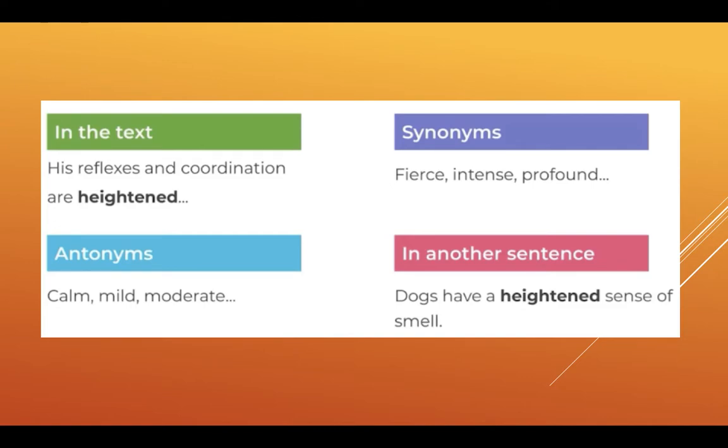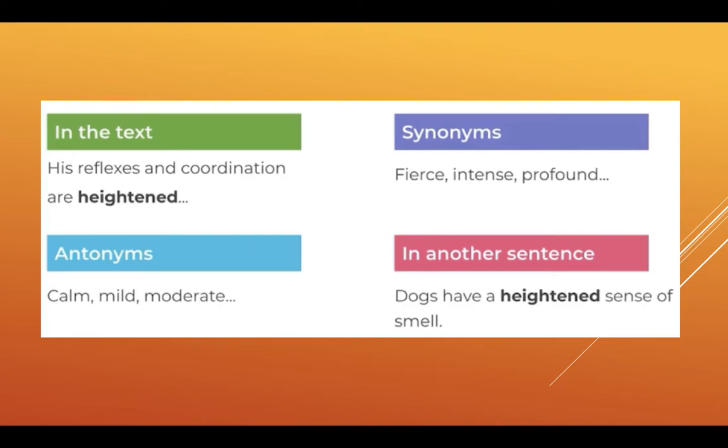So the word of the day. His reflexes and coordination are heightened. Some people might see the root word in heightened, because they've added ed to the end, is height. Now heightened means to be fierce, intense or profound. It means to increase some kind of level of intensity or power. And the opposite of fierce, of course, is calm, mild, moderate.